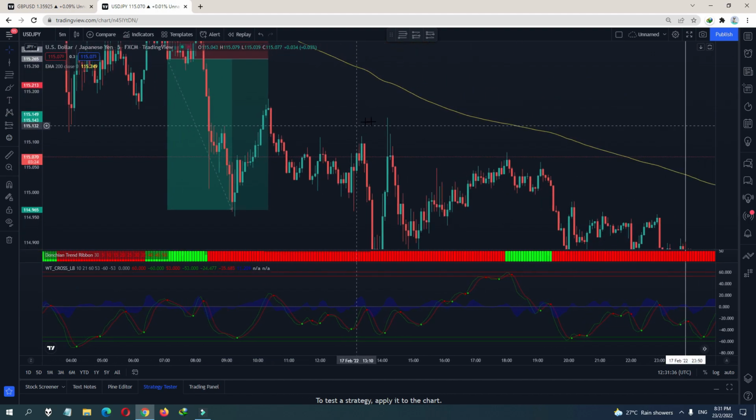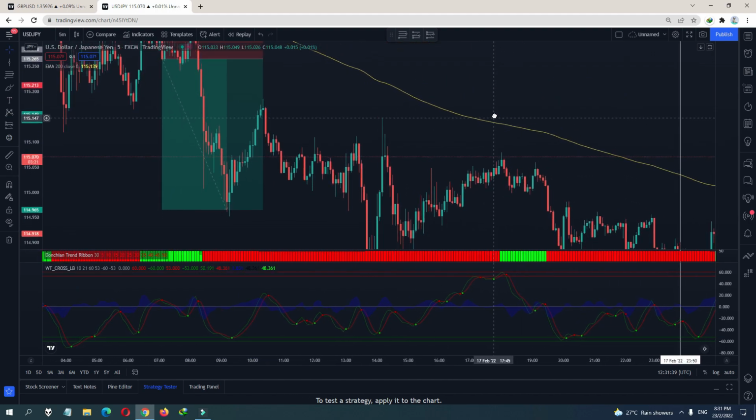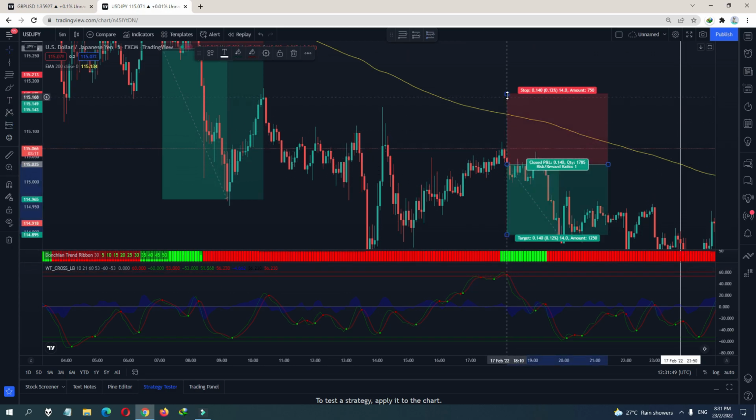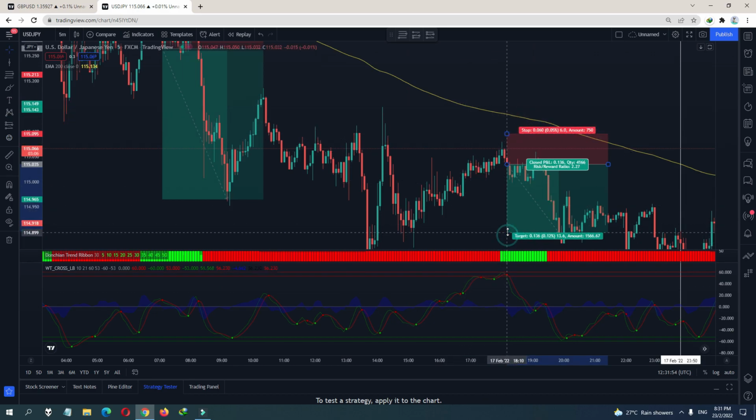And we have a sell here. Donchian is green, and it crossed down. So your stop loss is maybe right there, and you can target 1 to 2.